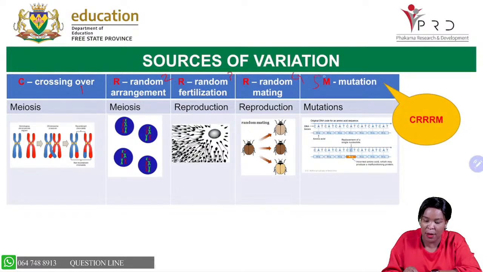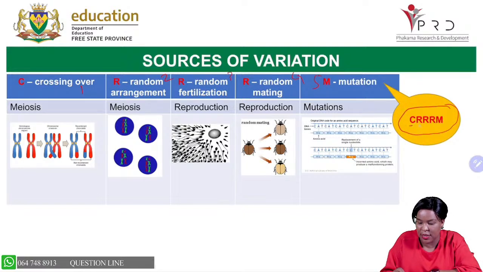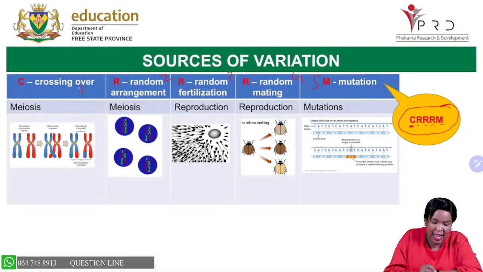Now, how do you remember all 5? You are going to use this acronym. You remember the acronym CRRRM. If you don't remember, please take note of this acronym. This is the acronym for sources of variation. Now, let us take a look at the first C. What does the first C tell us? It tells us that crossing over is one source of variation.